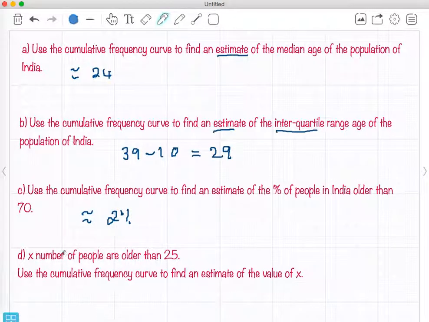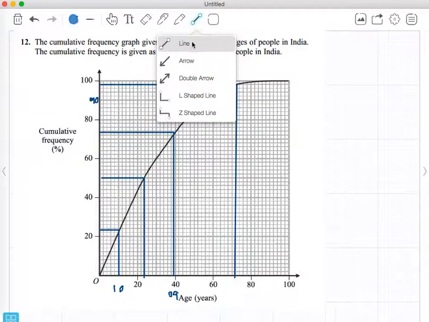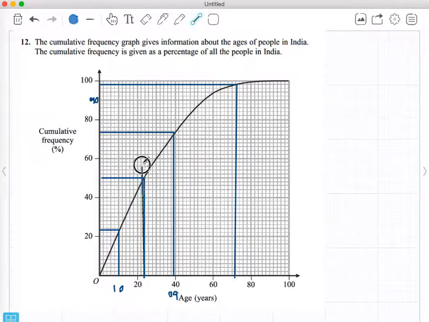Okay. X number of people are older than 25. Use the cumulative frequency curve to find an estimate. So it's actually X percentage of people. So 25, and given 25, 25 is roughly here. In fact, it's just past our median. So again, I'm going to draw a line here. I'm going to go to 25. Roughly 25. Very, very close to our median.